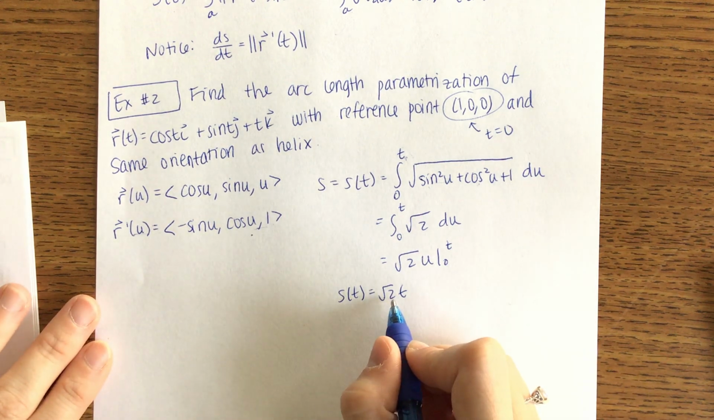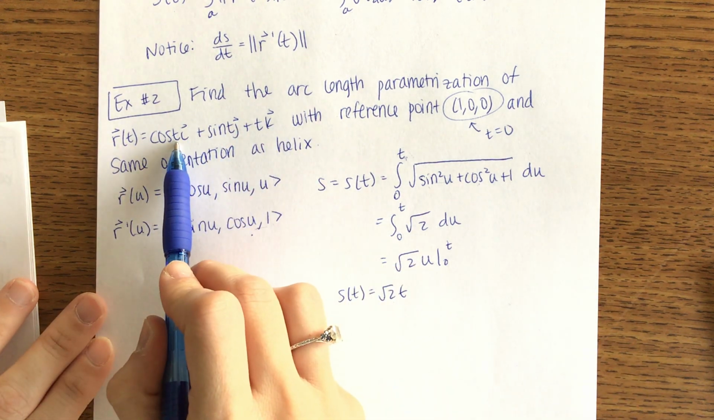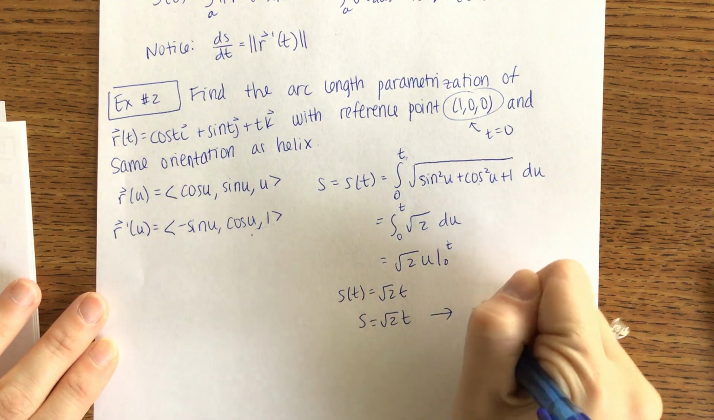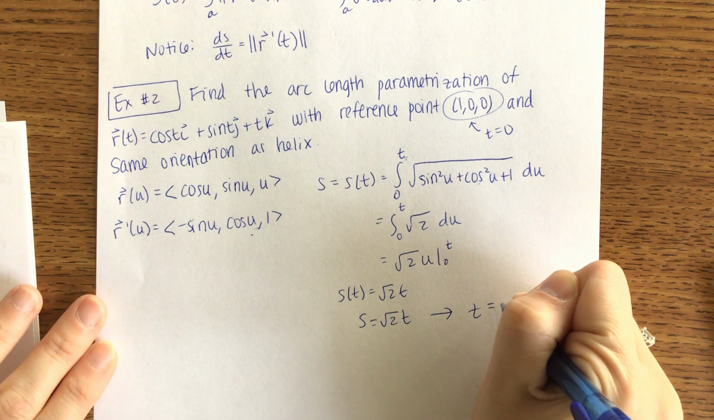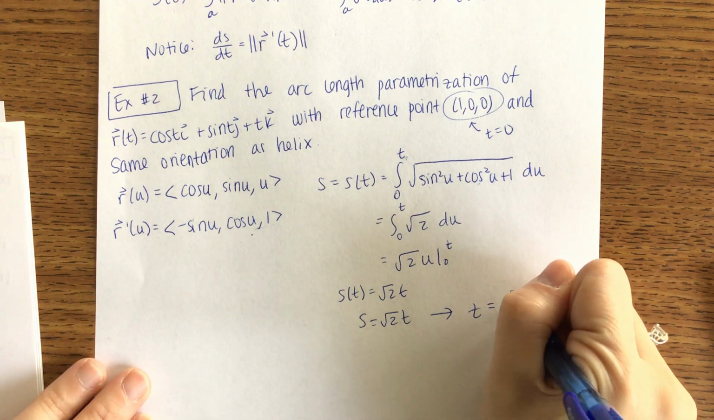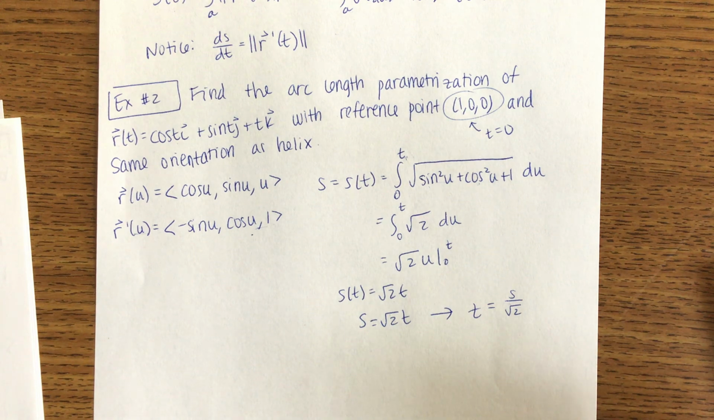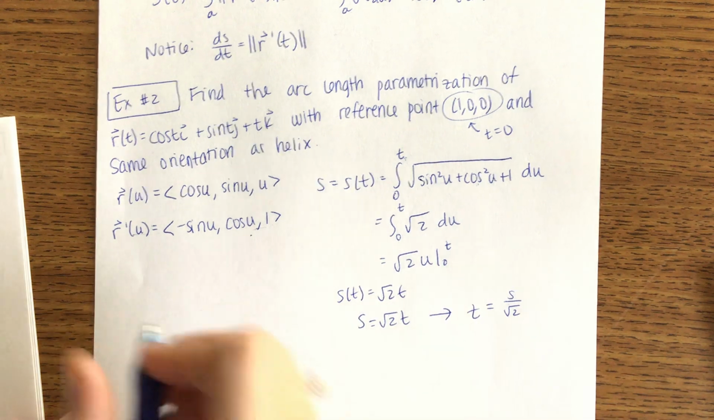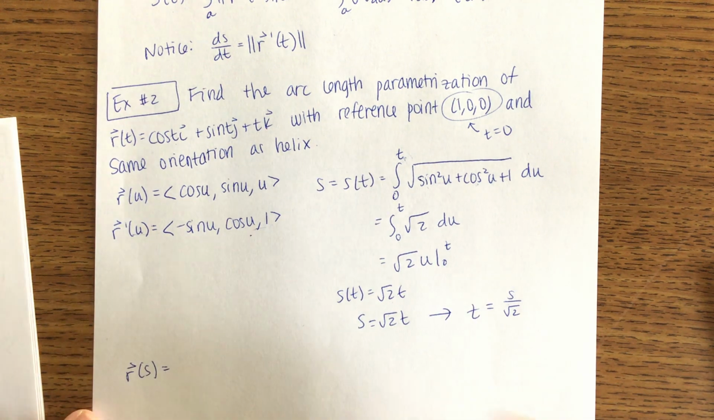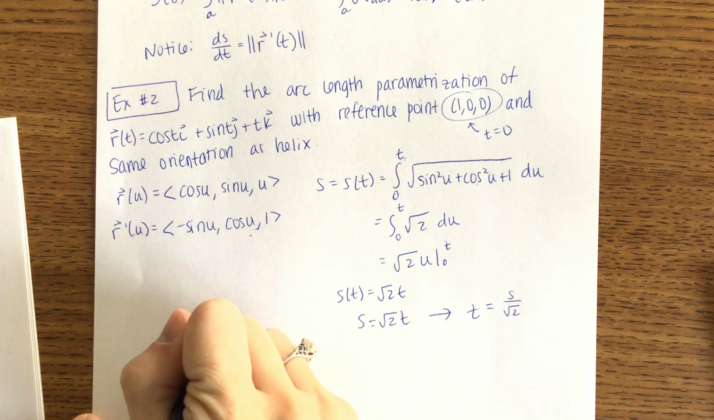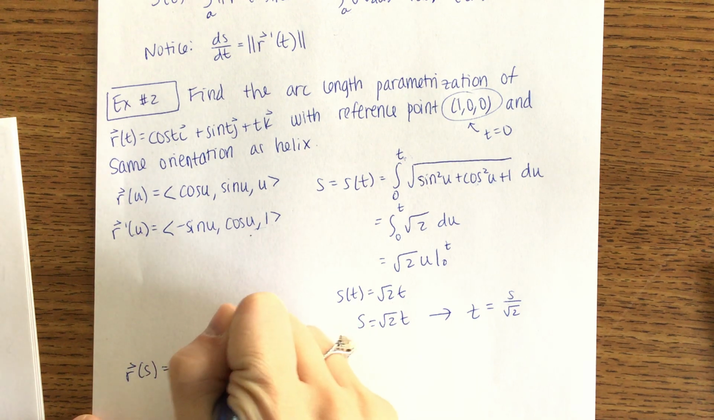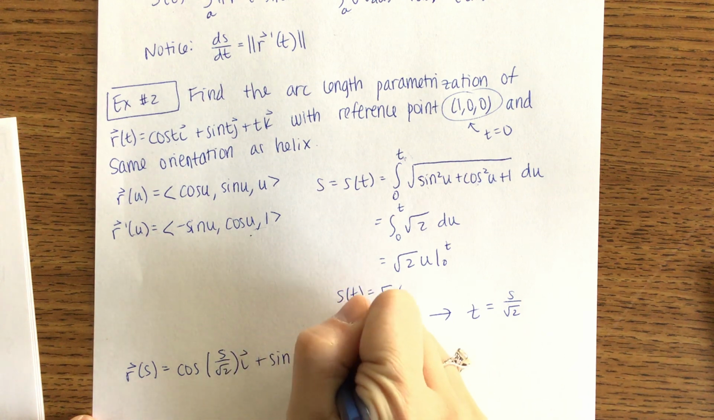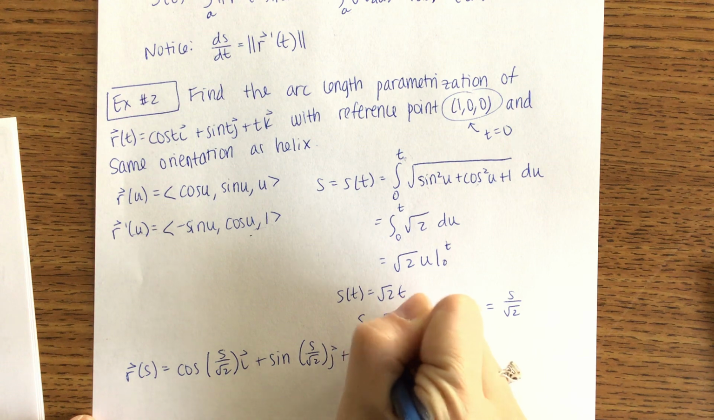Okay, so the point here is in our original function, we want to replace t with s. So if we know that s is equal to root 2 t, then t is s over root 2. So going back to that function, every t that I see, I'm going to replace with an s over root 2. So our r of s is going to be cosine of s over root 2 i, plus sine of s over root 2 j, and then plus s over root 2 k.